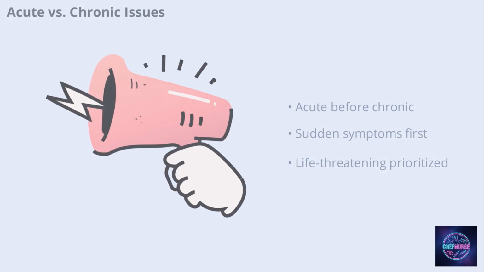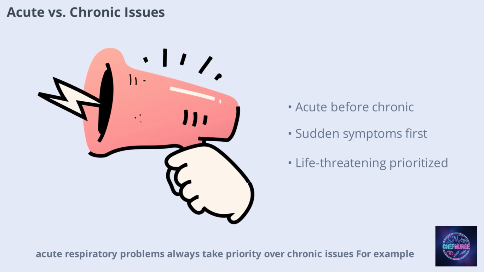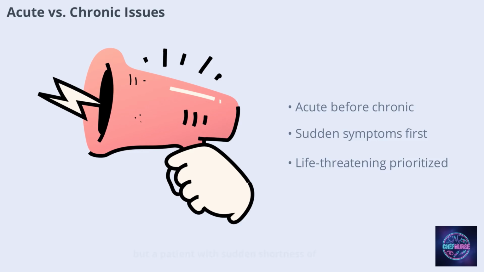On the NCLEX, acute respiratory problems always take priority over chronic issues. For example, a patient with chronic COPD who is stable can wait, but a patient with sudden shortness of breath or airway swelling needs immediate attention. Always address the most urgent, life-threatening problem first.